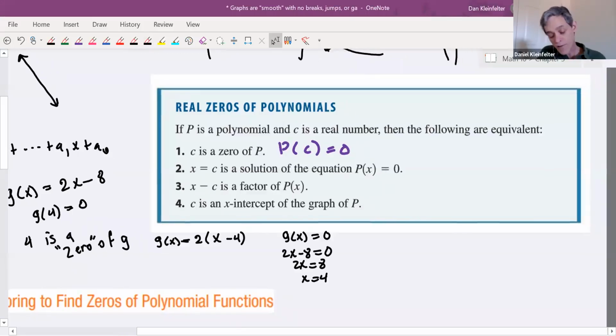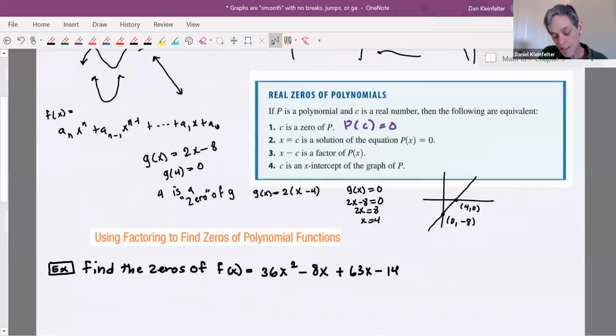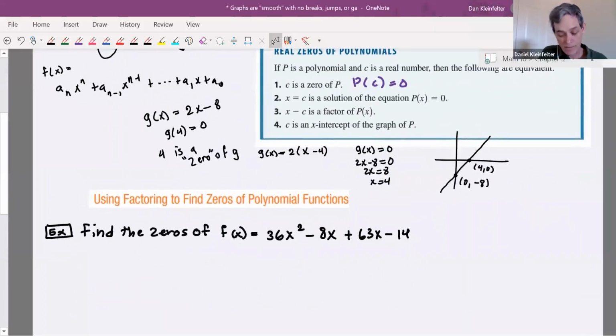If we were to graph this function, it's a linear function with slope 2 and y-intercept -8. Its x-intercept is going to be at (4, 0). The x-intercept is at 4, and that's consistent with what all the other statements say. So this set of 4 statements and their equivalents is an important part of this section, so you'll want to take note of that.